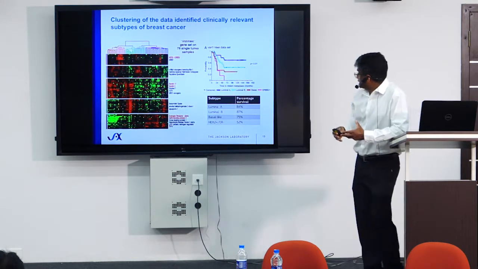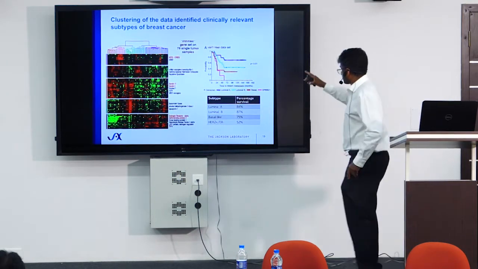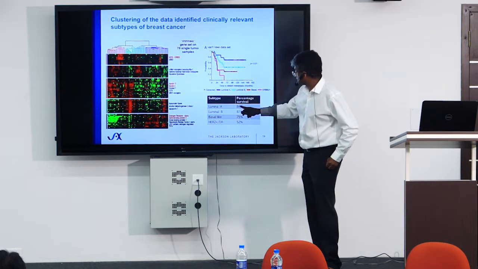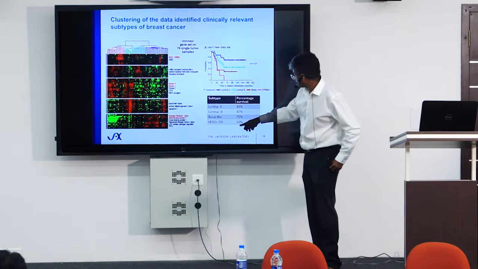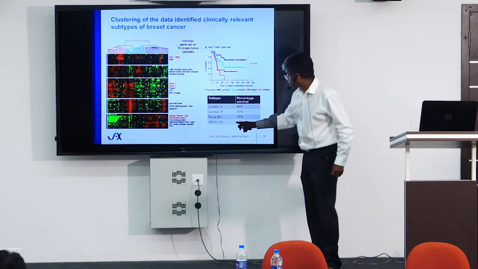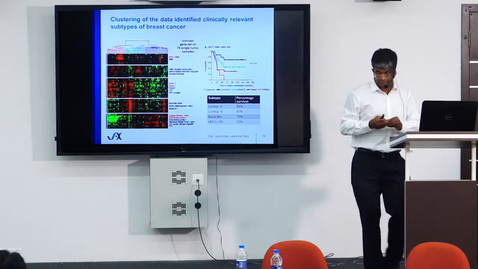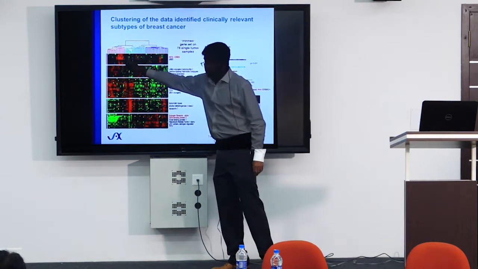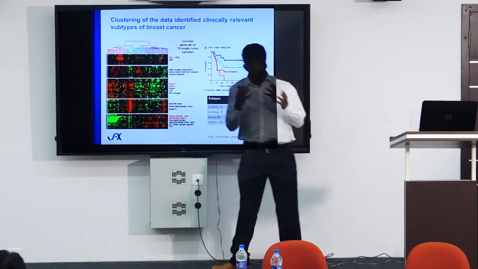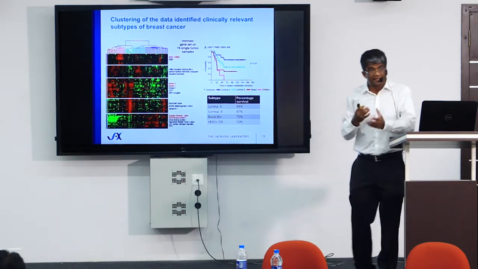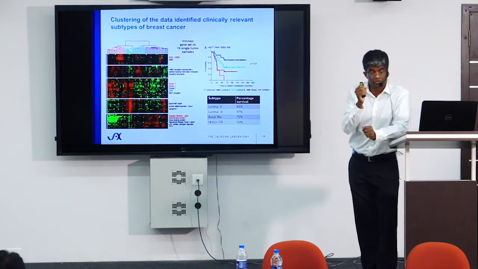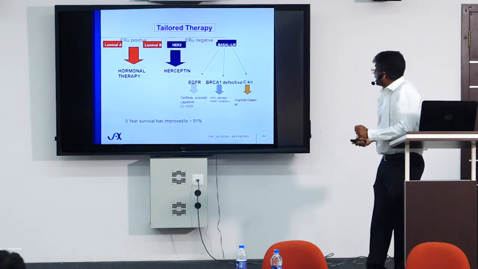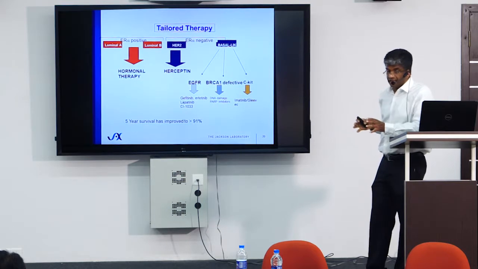For example, if you take the percentage of survival, in this group, 84% survive, I believe, 5 years. Whereas in this group, only 52% survive 5 years. But they even learn some biology. For example, this group has overexpression of these genes, so they designed small molecules which inhibit that gene and came up with what is called tailored therapy.